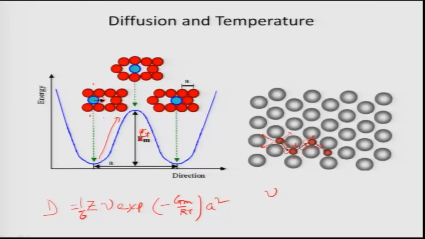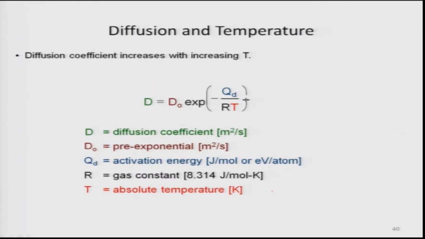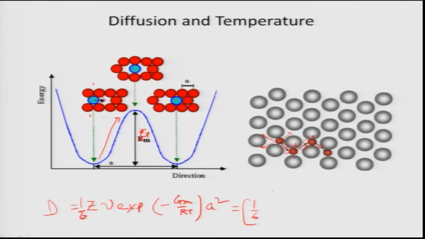Therefore, the diffusivity has to have the units of distance squared, that is why a square is put there, and nu is the frequency, that is per second or per hertz. So the exponential term has no units. Now we can write this as a very simple equation: D equals Z nu a square exponential minus Gm by RT.